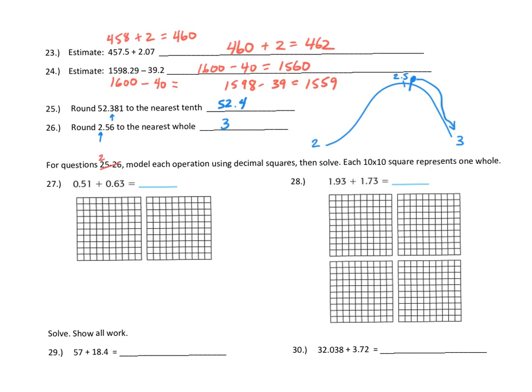This should say questions 27 and 28. Ask me to model each operation using the decimal squares. So I'm going to use 2 different colors for these. The first one I'm going to do is model 51/100. That's 5/10 and 1/100. So 1, 2, 3, 4, 5/10 plus 1/100. And then a different color, I'm going to do 6/10 plus 3/100.